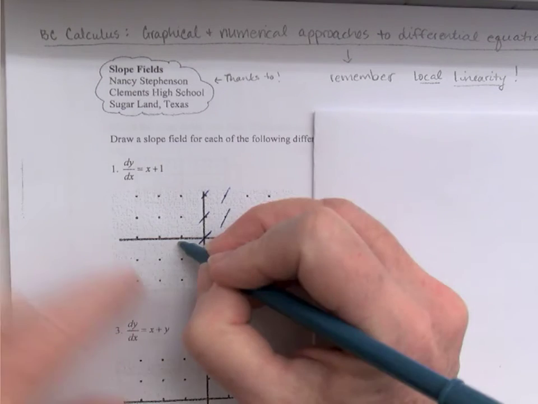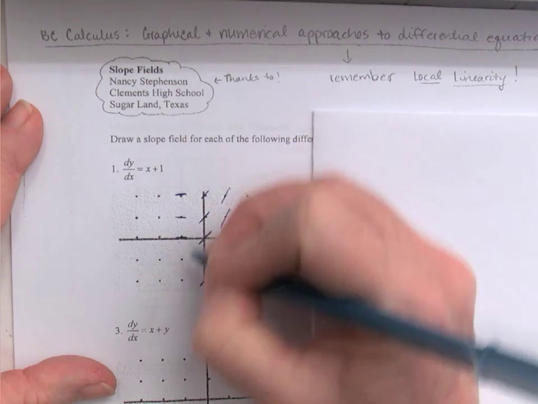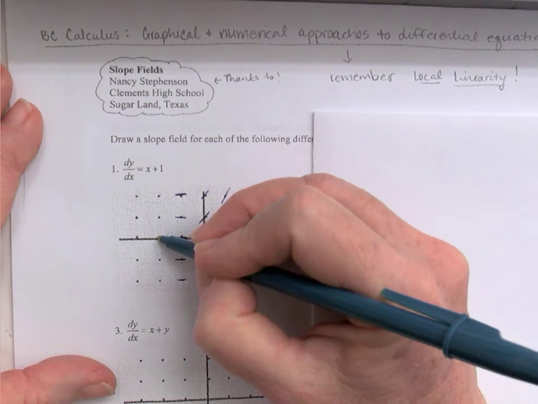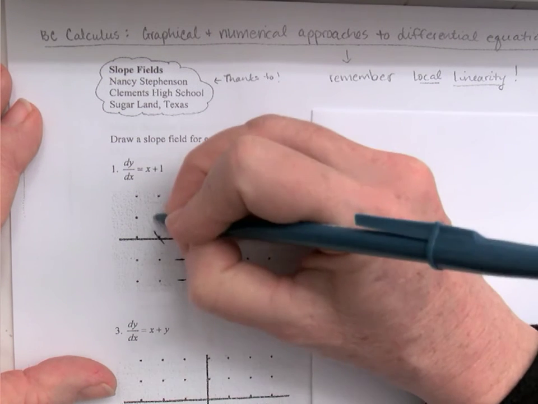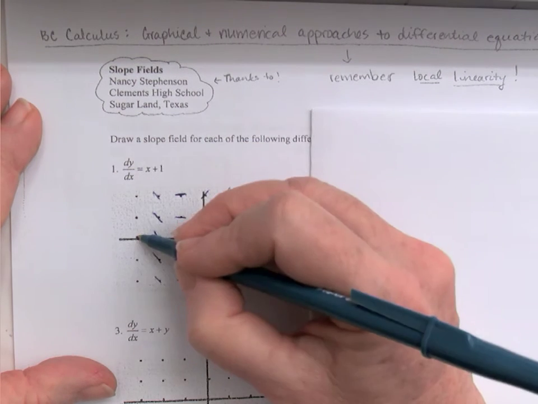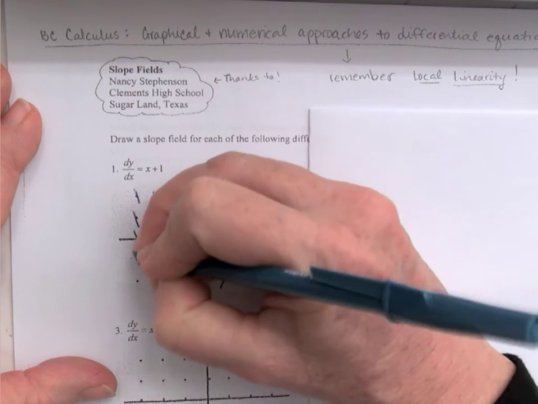Where x is negative 1, this is interesting, we're going to have a slope of 0. And that's something always to look for. Where is the slope equal to 0? If x is negative 2, I know our slope is going to be negative 1. If x is negative 3, our slope is going to be negative 2. So we get a slope field that looks something like this.